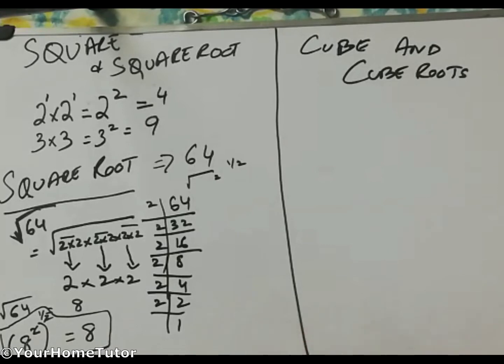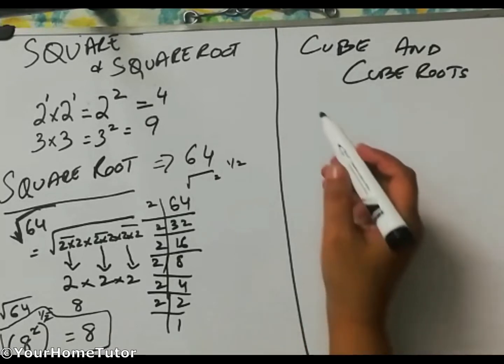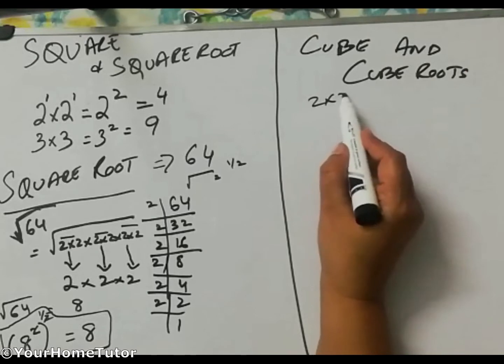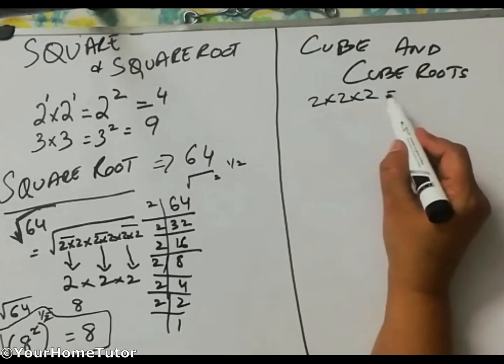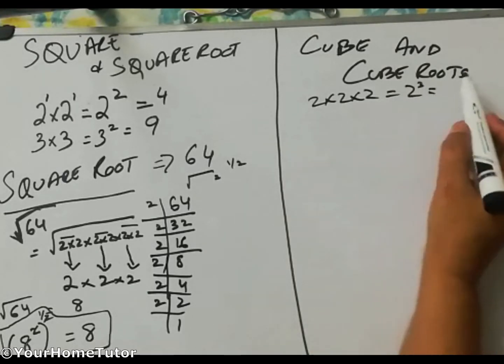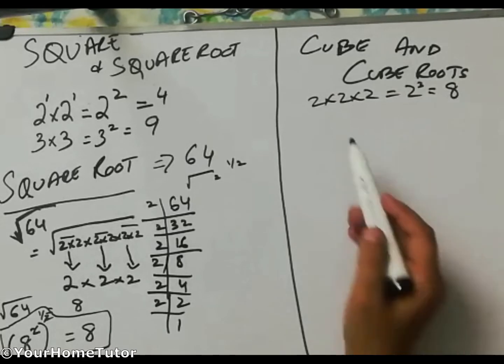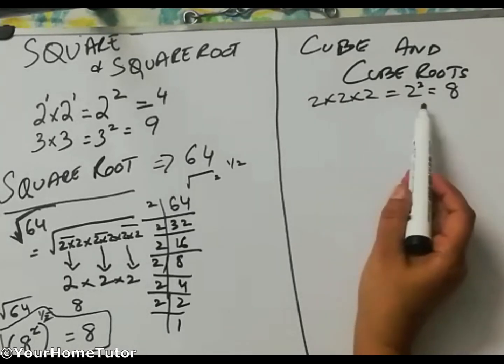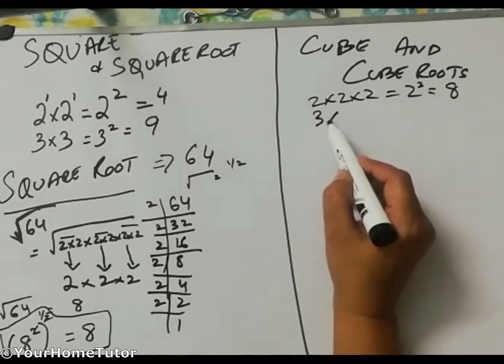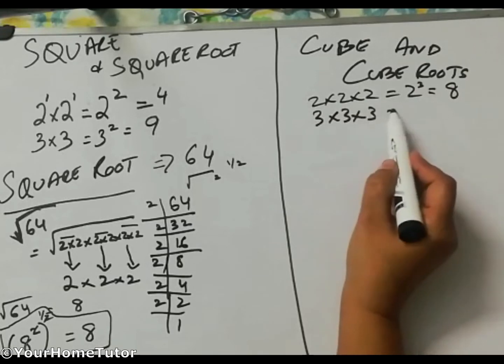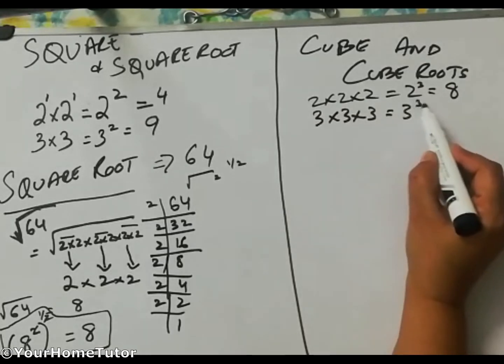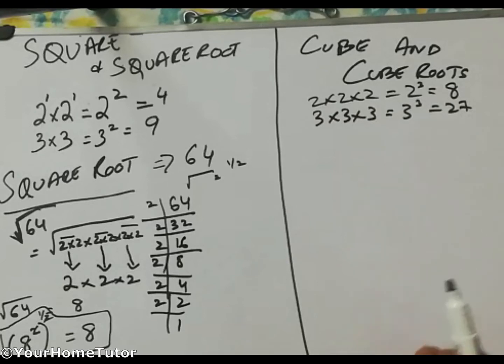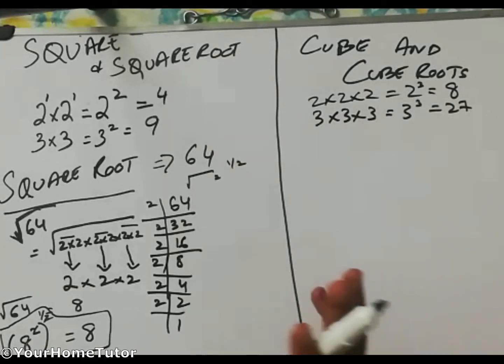Now come to the cube and cube root. Whenever a number is multiplied by itself 3 times, we get the cube. 2 2s are 4, 4 2s are 8. Similarly, the cube of 3 is 3 into 3 into 3, and this is 3 cube, and this is 27. So again, it's very easy to find the cube.